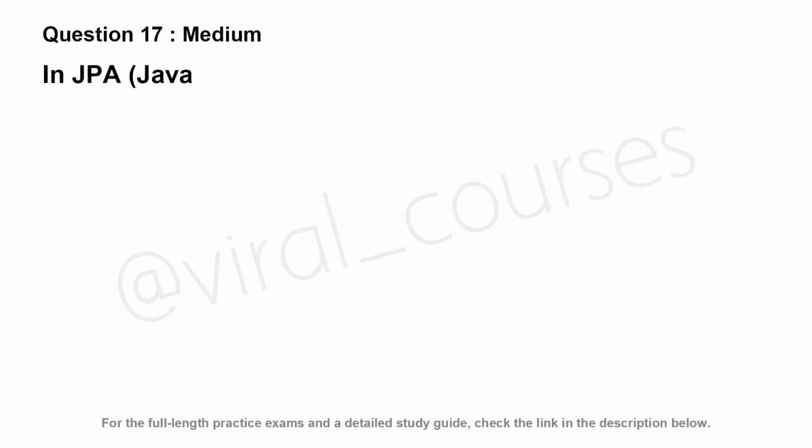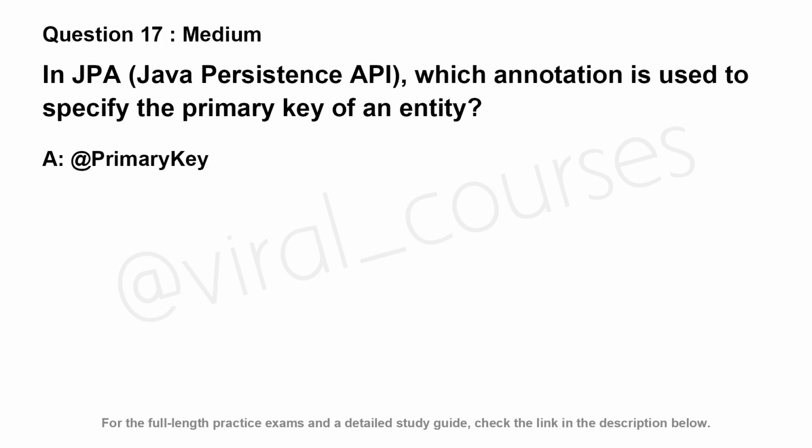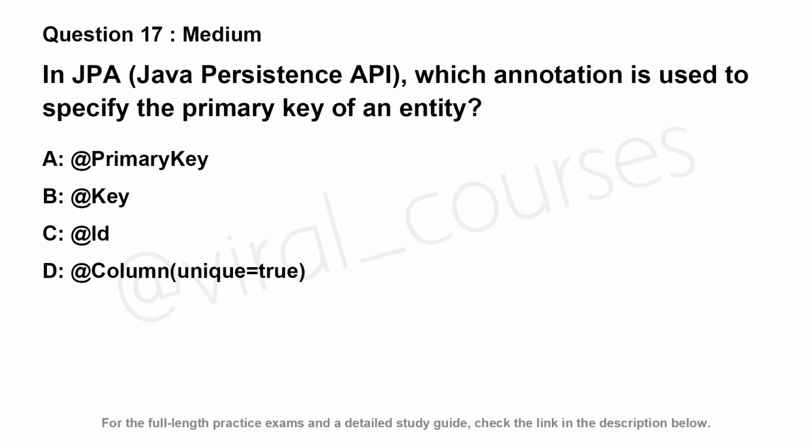In JPA, Java Persistence API, which annotation is used to specify the primary key of an entity? Option A, @PrimaryKey. Option B, @Key. Option C, @Id. Option D, @Column(unique = true).